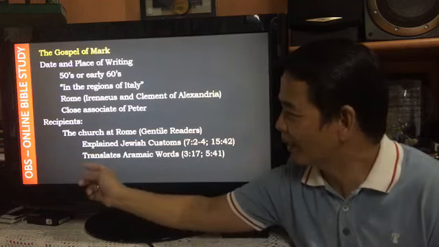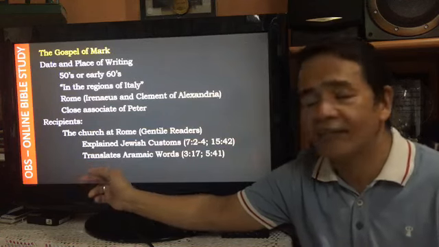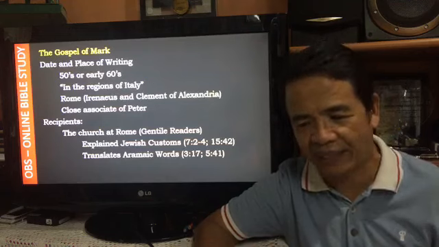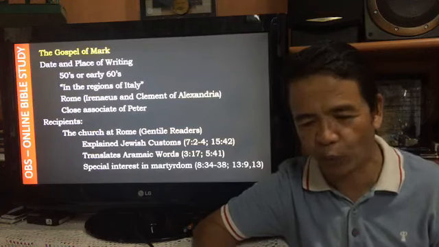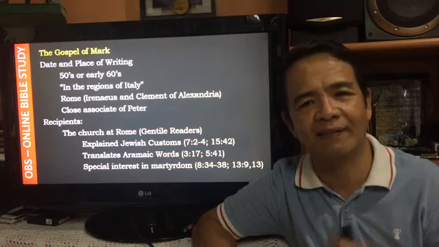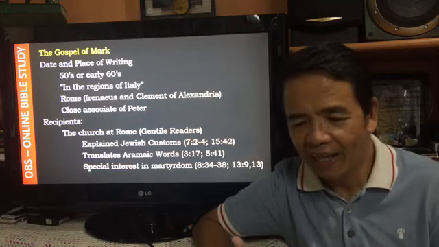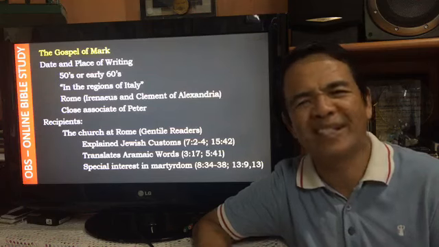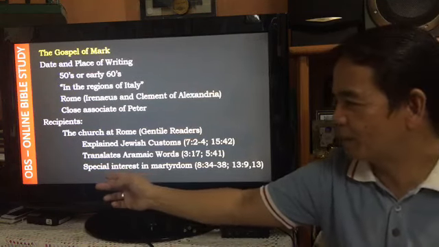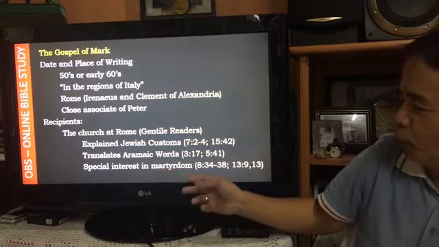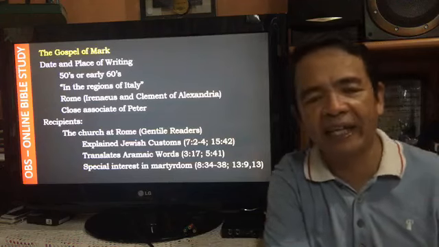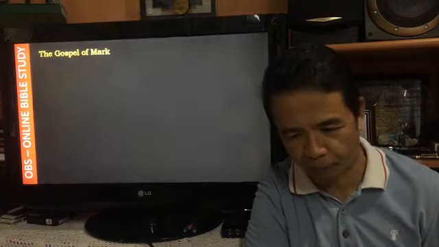Furthermore, Mark also translates some of the Aramaic words that are being used. Chapter 3 verse 17, chapter 5 verse 41. And somehow, Mark presented this. He's got this special interest in martyrdom. So, we've got 8:34 through 38, 9, and 13.